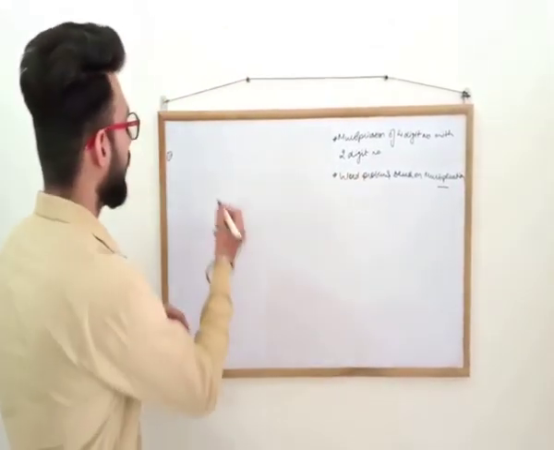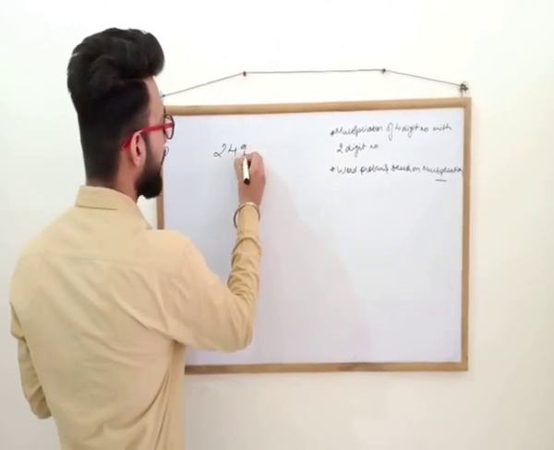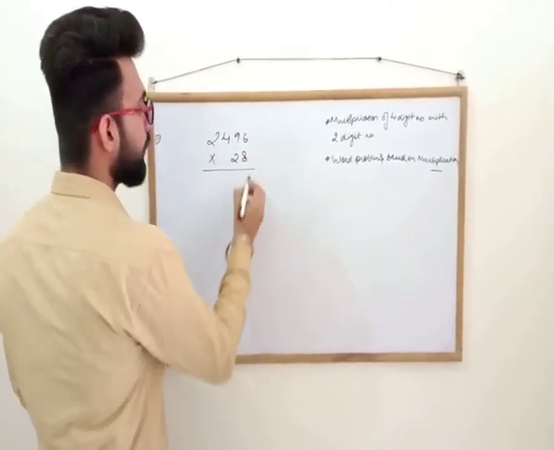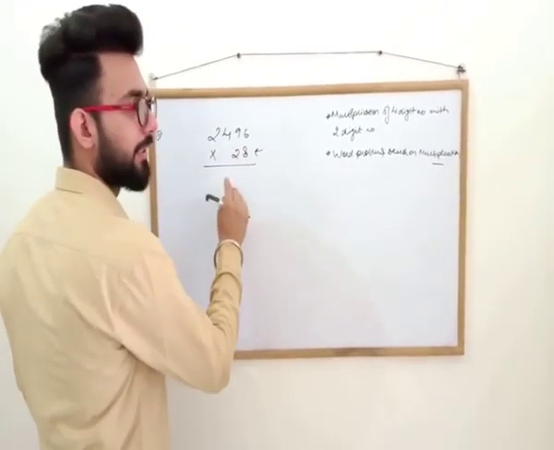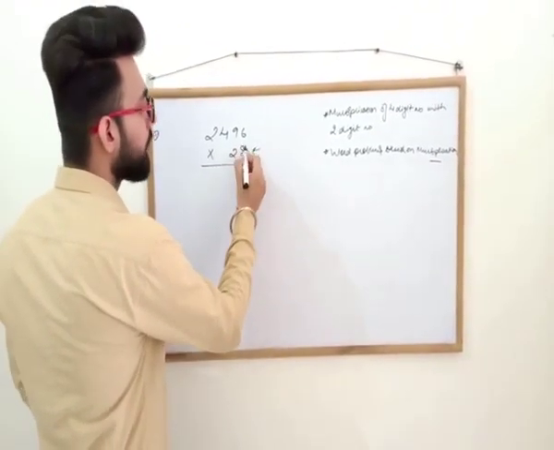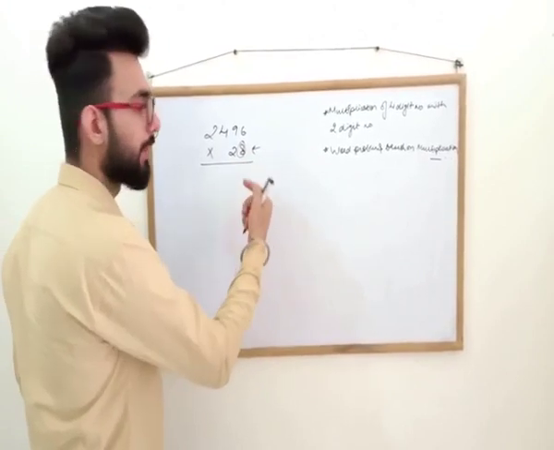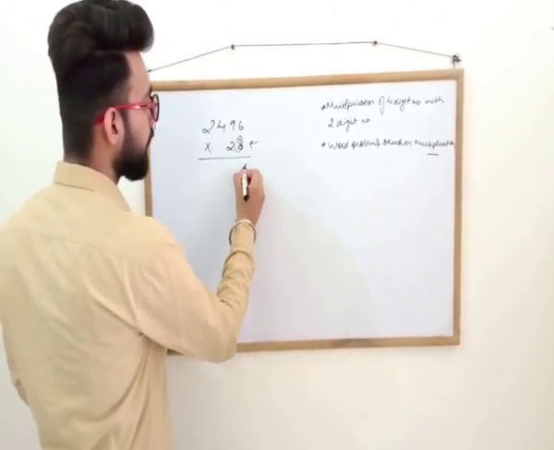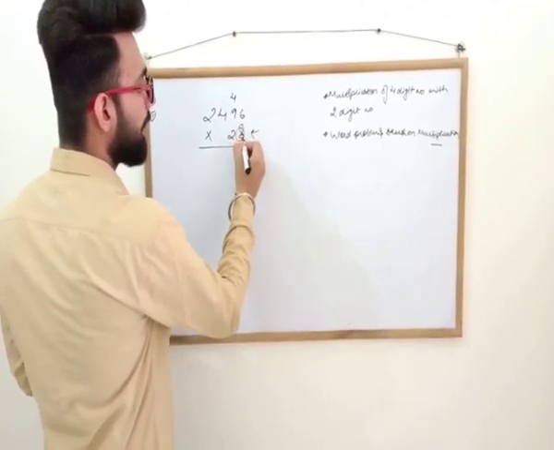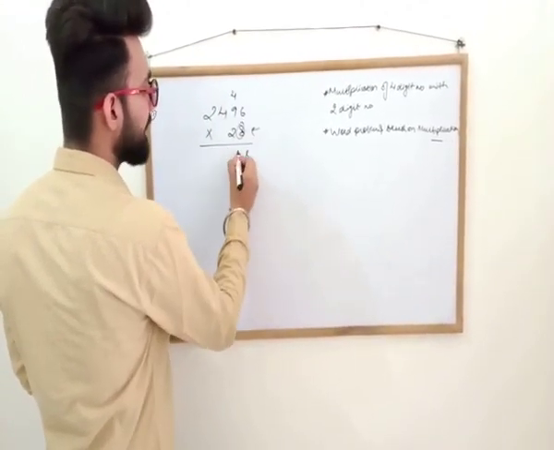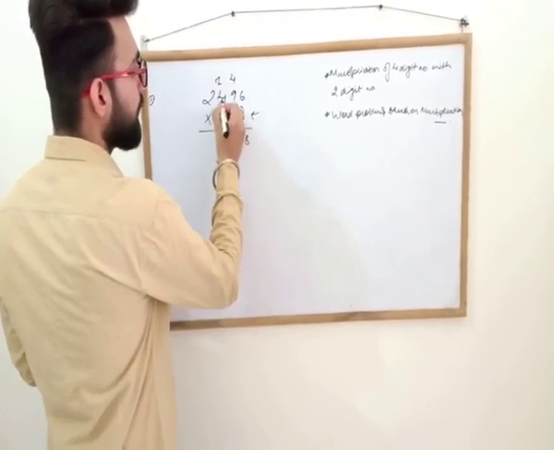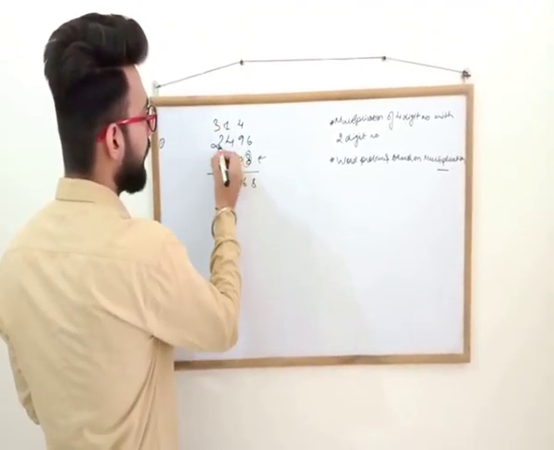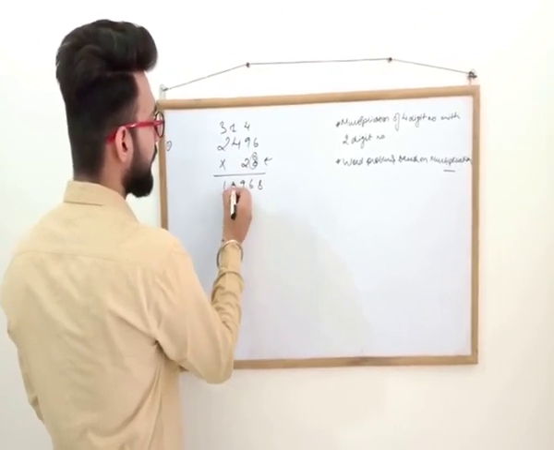Let's take an example: 2496 multiplied by 28. From the ones digit of the number being multiplied, we'll start multiplying. 8 sixes are 48. 8 nines are 72, and 4 is 76. Carry 7. 8 fours are 32, and 7 is 39, carry 3. 8 twos are 16, and 3 is 19.